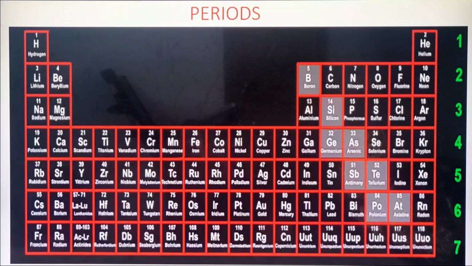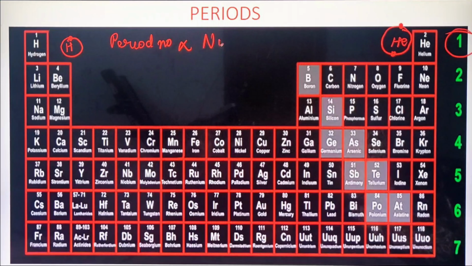Which are the elements that are there in period number 1? Here, where is period number 1, children? It has hydrogen. Hydrogen has atomic number 1. So, how many electrons will be there in hydrogen? 1. Whereas helium has an atomic number of 2. So, how many electrons will it have, children? It will have 2 electrons. So, can you see here, children? Period number is directly proportional to the number of shells.